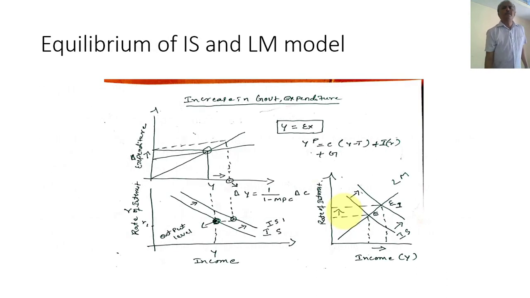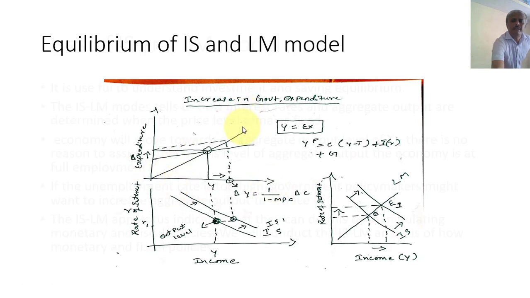Similarly, the equilibrium of the IS and LM model. How will the equilibrium of the IS and LM model take place in the system? All of us know that on the vertical axis we have measured the expenditure, and here we have measured income.